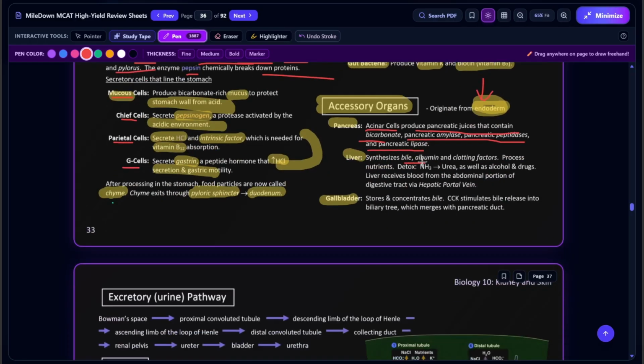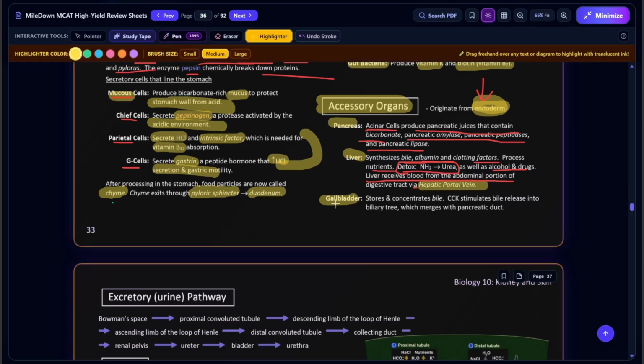The liver synthesizes bile, albumin, and clotting factors, processes nutrients, and detoxifies. Detox is turning ammonia into urea so that you can pee it out, as well as alcohol and drugs. So it's detoxing your body. The liver receives blood from the abdominal portion of the digestive tract via the hepatic portal vein. Your gallbladder stores and concentrates bile. CCK is important: CCK stimulates bile release into the biliary tree, which merges with the pancreatic duct.